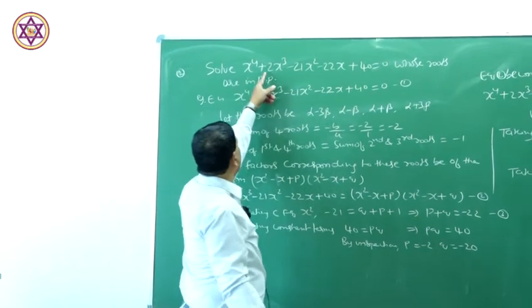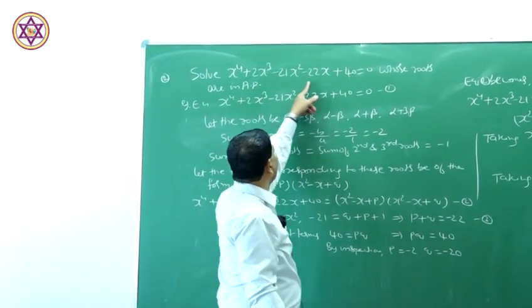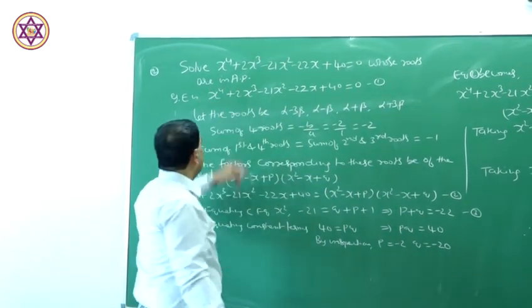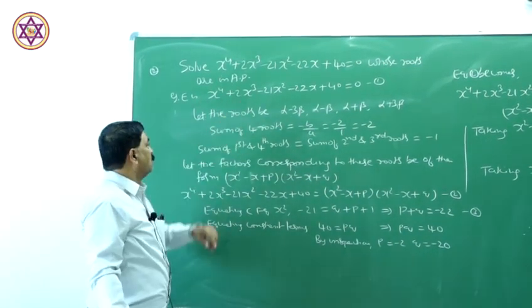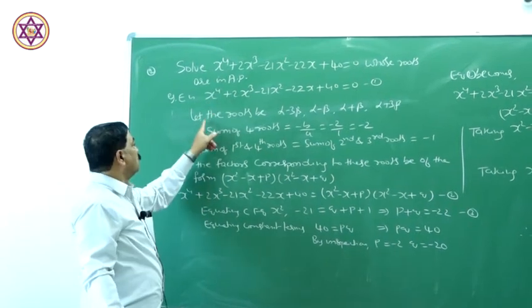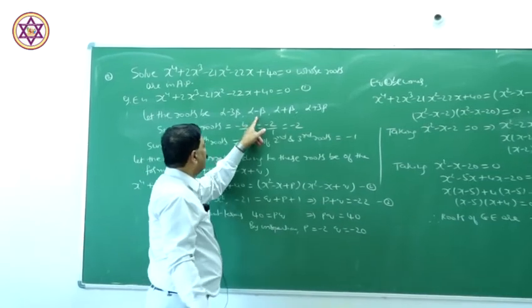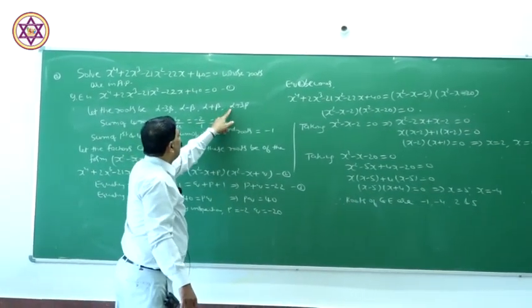Solve x to the power of 4 plus 2x cube minus 21x square minus 22x plus 40 is equal to 0, whose roots are in AP. I am considering the given equation, here the degree is 4, so let the roots be of the form alpha minus 3 beta, alpha minus beta, alpha plus beta, alpha plus 3 beta.